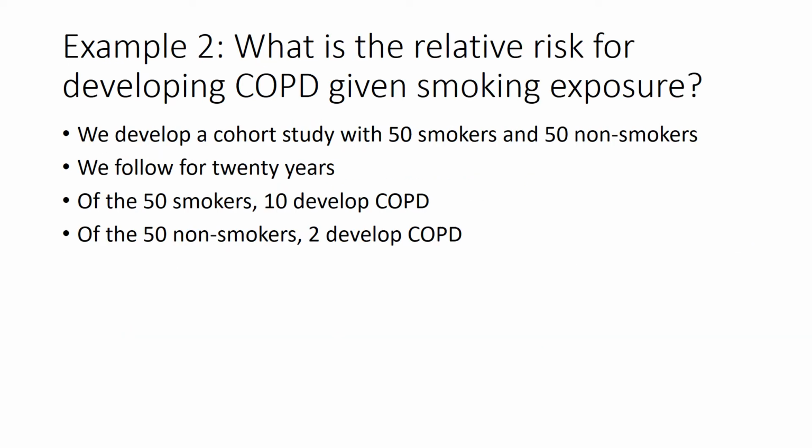So let's do another example. What is the relative risk for developing COPD given smoking exposure? So it's looking at an exposure, looking ahead to see if they develop a particular disease. That's a classic cohort study. Who will develop the disease? So we have 50 smokers and 50 non-smokers that we follow for 20 years. Of the 50 smokers, 10 of them develop COPD, and of the 50 non-smokers, only 2 develop COPD.